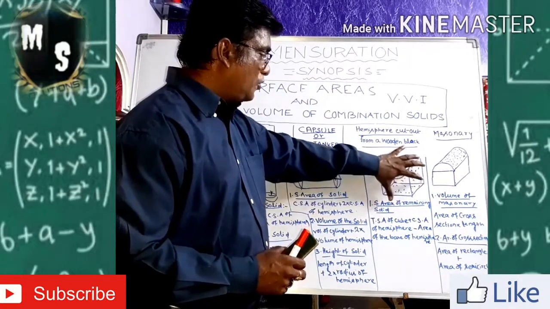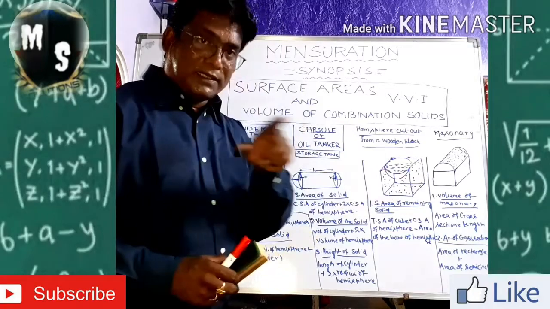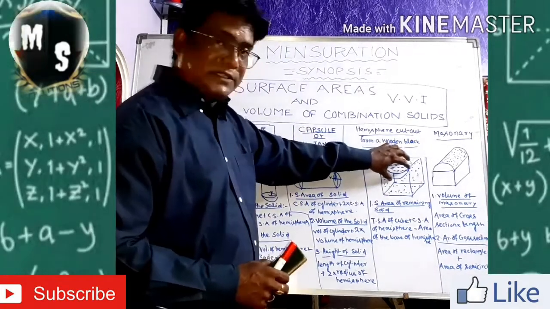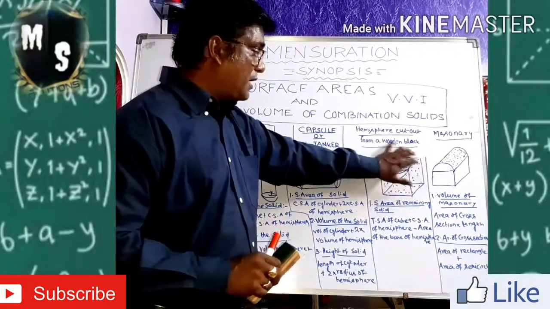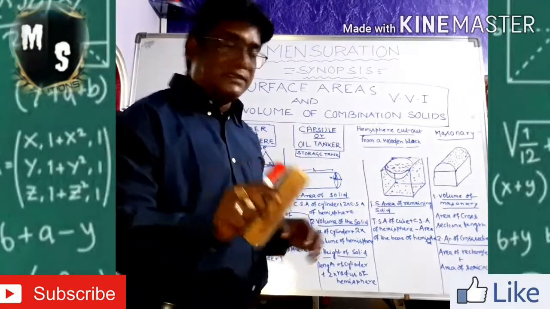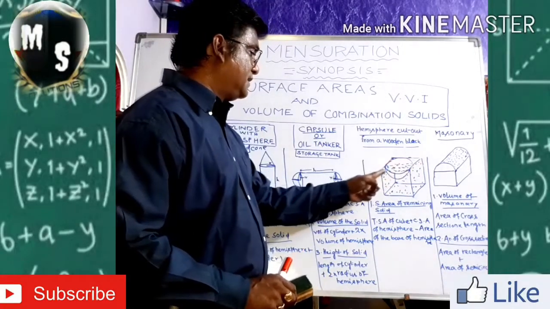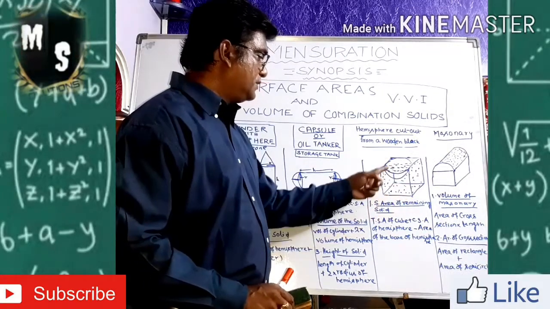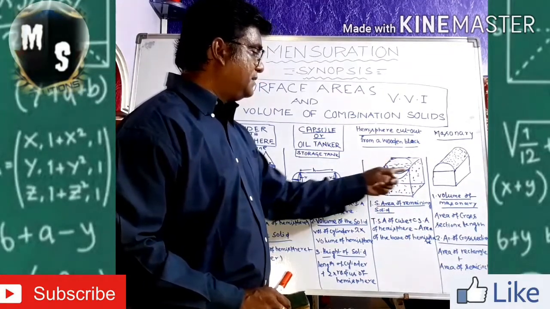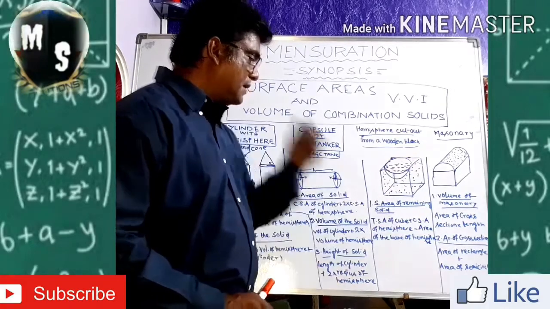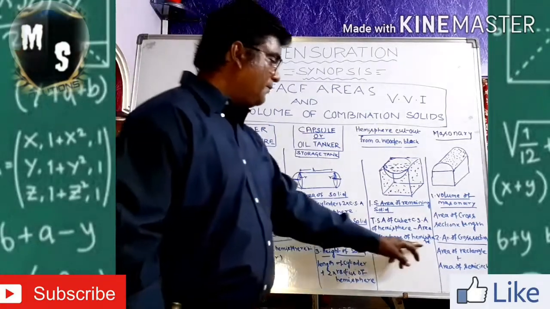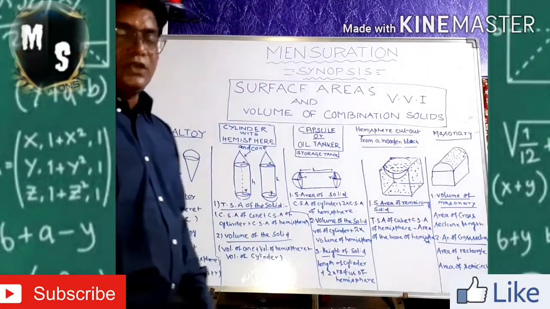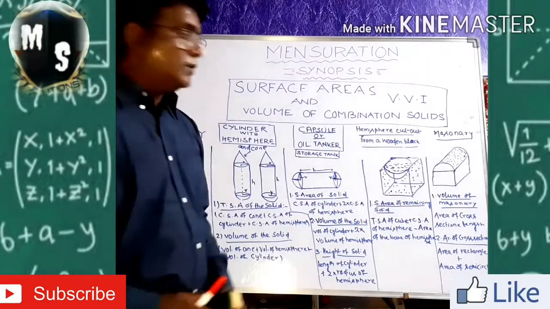So this is the cube's total surface area plus the CSA of the hemisphere. Now it is giving you the total solid, minus the base area. Base area is this one. So base area is this one, so that is minus. Minus the area of the base of the hemisphere. Understood now? I hope you understood.